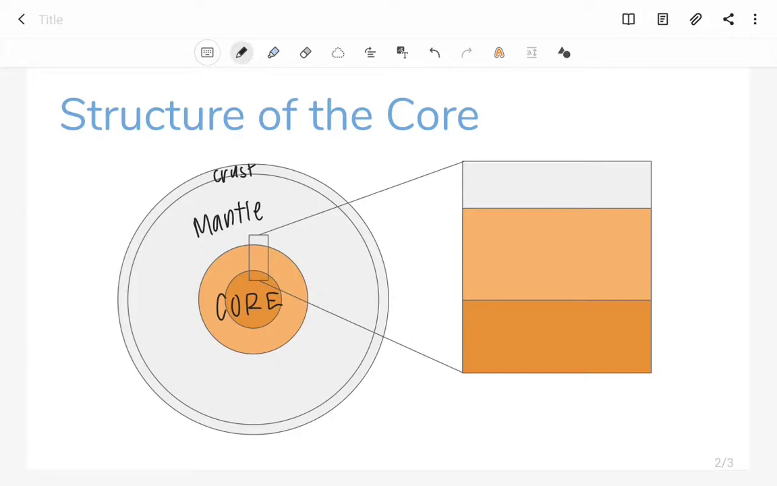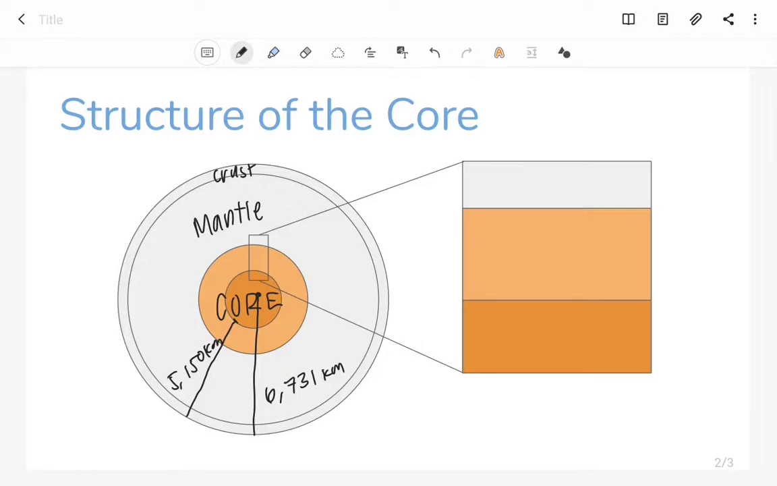Now if we consider the radius of the Earth, going from the crust to the center of the inner core, which is the darker orange, this distance is 6,731 kilometers. And if we just go to the edge of the inner core, we have 5,150 kilometers. So that's how deep the core extends to.